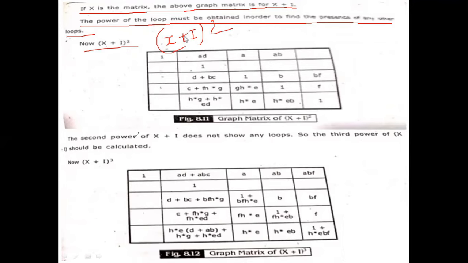After removing the self loop H at node 5, we get this graph matrix for X plus I whole square. The second power of X plus I does not show any loop, so the third power of X plus I should be calculated. So this is X plus I whole cube: AD plus ABC, ABF. This represents the graph matrix of X plus I whole cube.